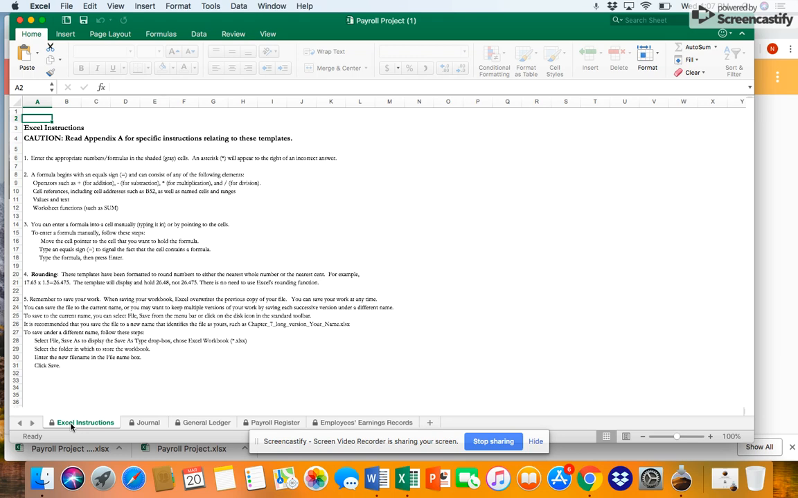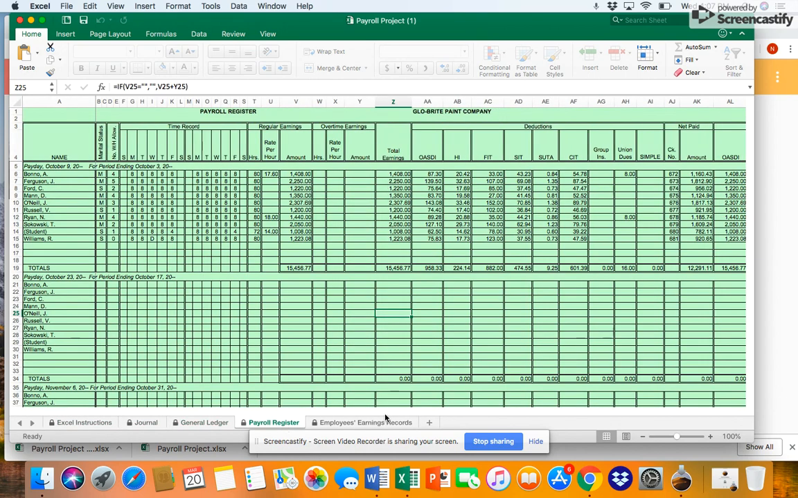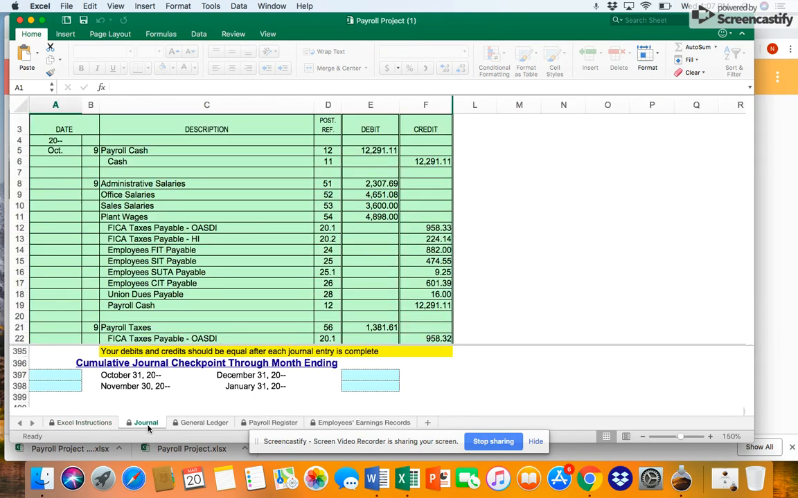This is the Payroll Project Excel sheet. As you can see down at the bottom, like I discussed in the last video, there are tabs for different items and transactions that are going to take place throughout the project. Note that there are checkpoints in the Excel template. These should help you know if you're on the right track. Pay close attention to the cell label or comments to know what number to enter into the checkpoint.